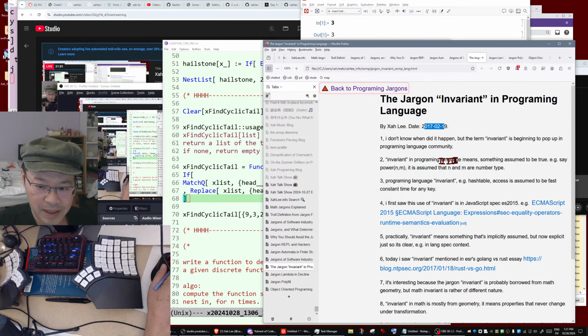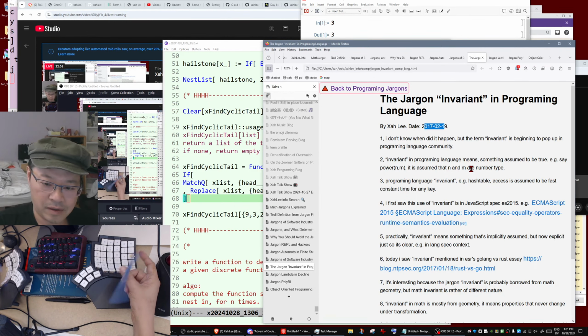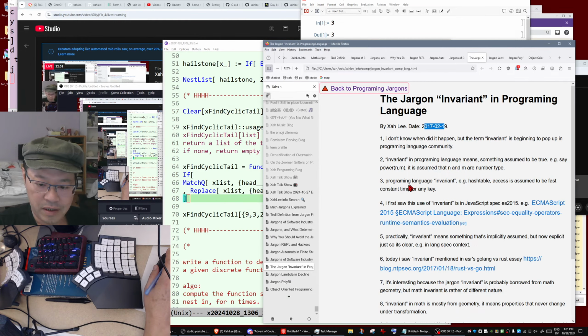Invariant in programming language means something assumed to be true. For example, say power n raised to m. It is assumed that n and m are number type. Third, programming language invariant. For example, hash table. Access is assumed to be fast constant time for any key.